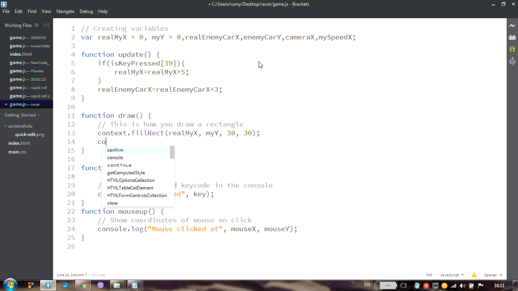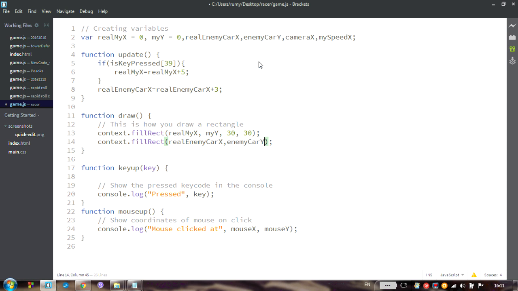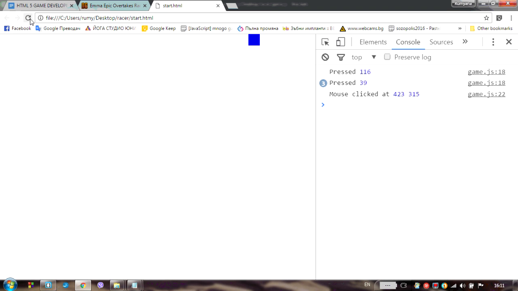I'm going to also draw the enemy, and I can also draw him on its real X, with some sizes like 40-40. And now I hope that I'm able to see an enemy moving right.